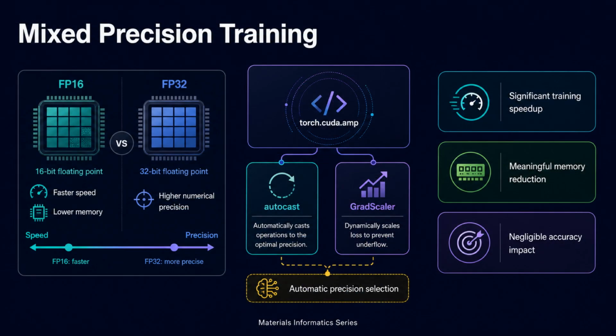Mixed precision training uses PyTorch's torch.cuda.amp module to train with a mix of FP16 and FP32 precision. The autocast context manager automatically uses FP16 for compatible operations. GradScaler handles gradient scaling to prevent underflow in FP16. Benefits are substantial: significantly faster training and meaningful reduction in GPU memory usage. The accuracy impact is negligible.